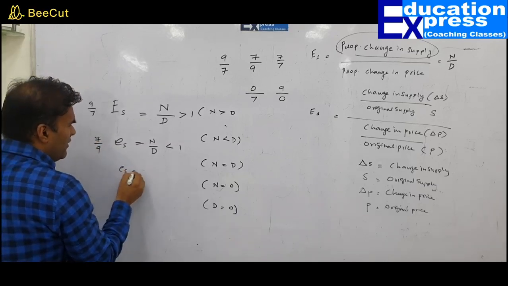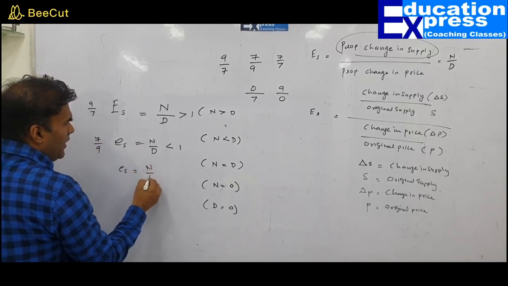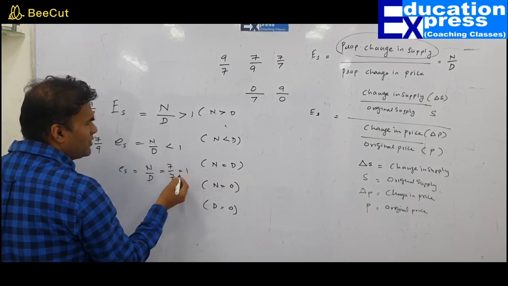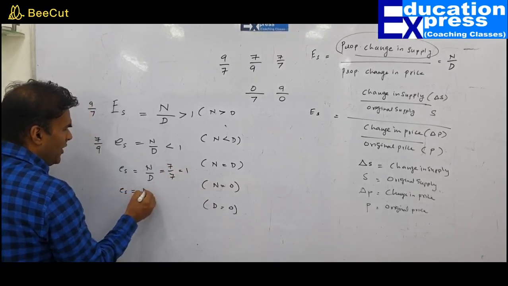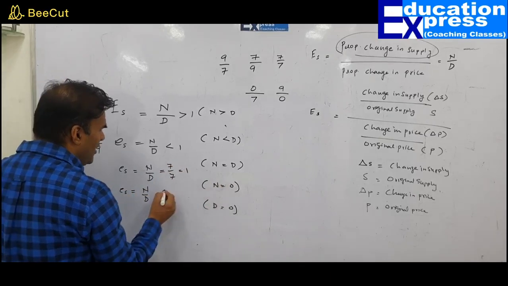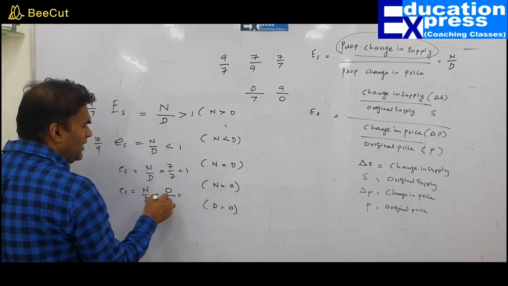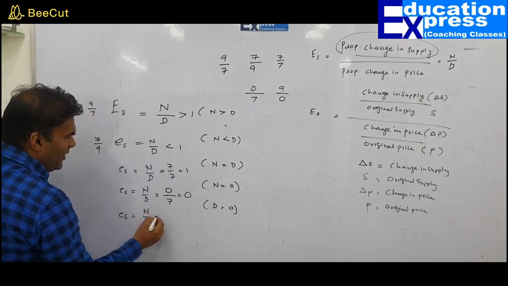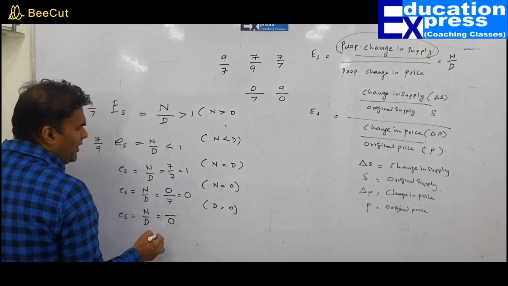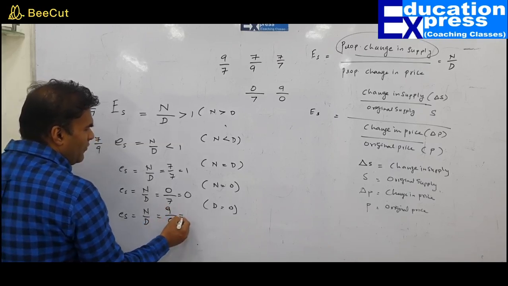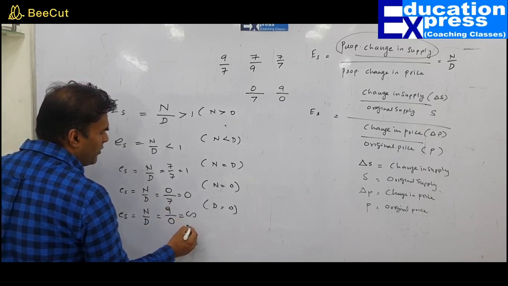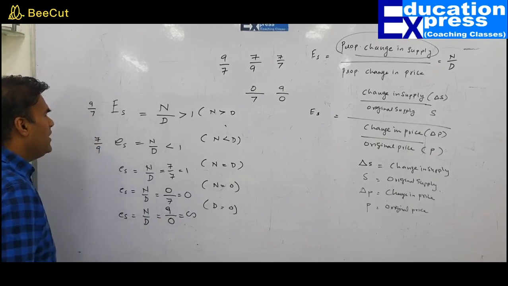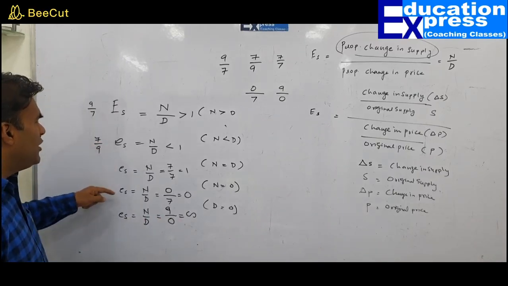What about the case where numerator and denominator both are the same? That means 7 upon 7, which equals 1. What about numerator 0? 0 upon anything is 0. What about the last one, numerator upon denominator where my denominator is 0 and numerator is something? This is nothing but infinite, not possible, does not exist, so we will say infinity. These are the possible values of elasticity of supply.